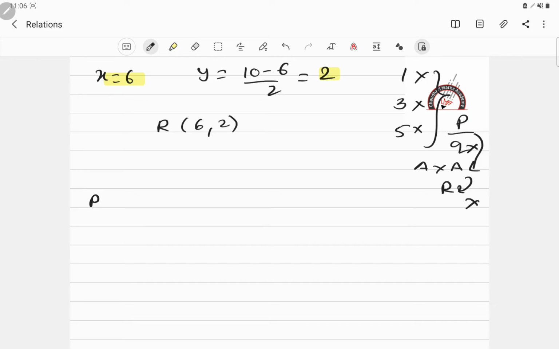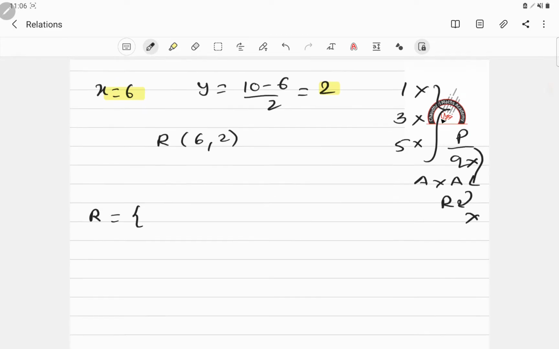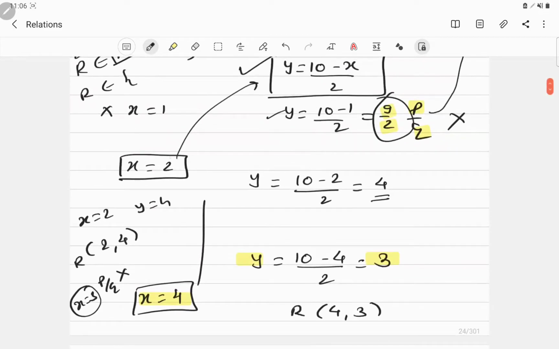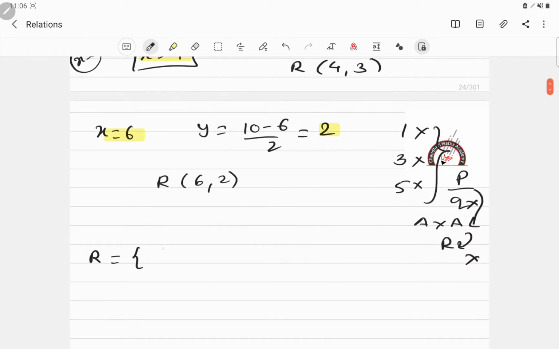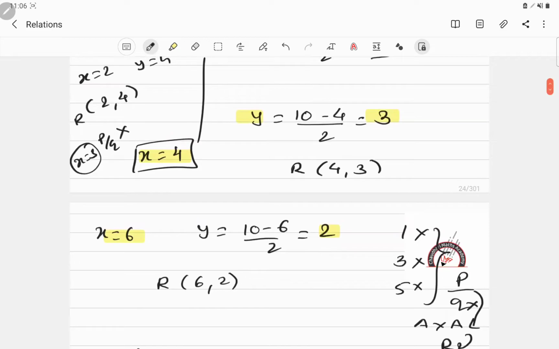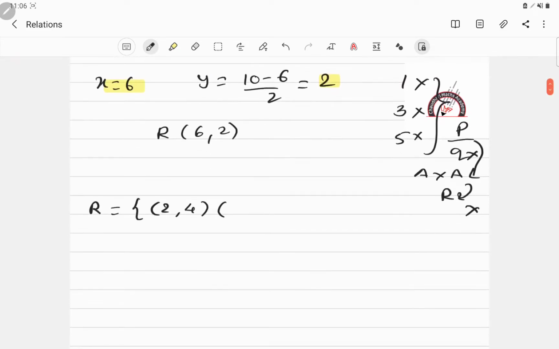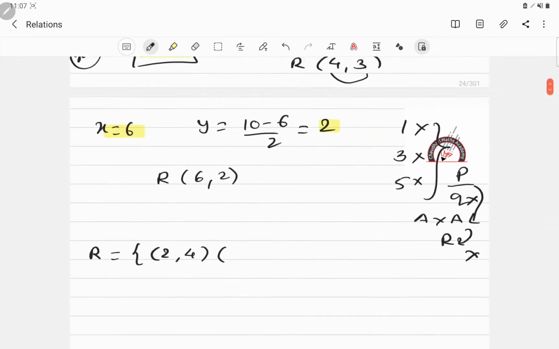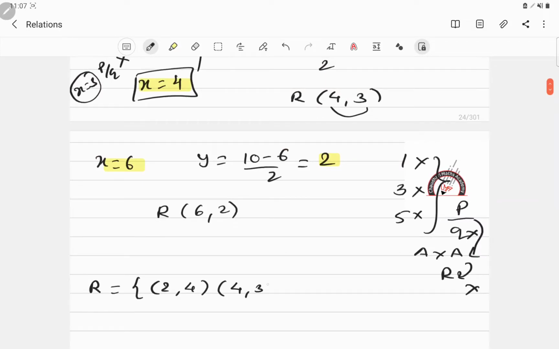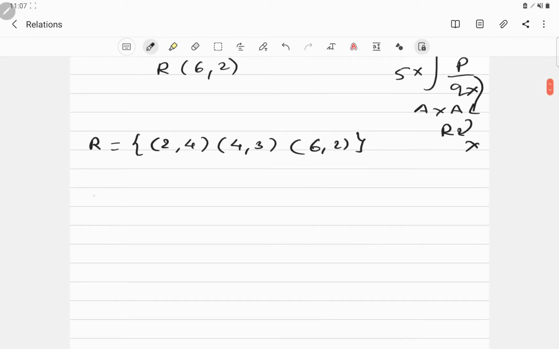So overall, what is the relation that we got here? The first ordered pair is 2, 4. Then the second ordered pair is 4, 3. Am I correct? Yes. And the next ordered pair is 6, 2. And here we got the relation. But friends, how to obtain its inverse relation?